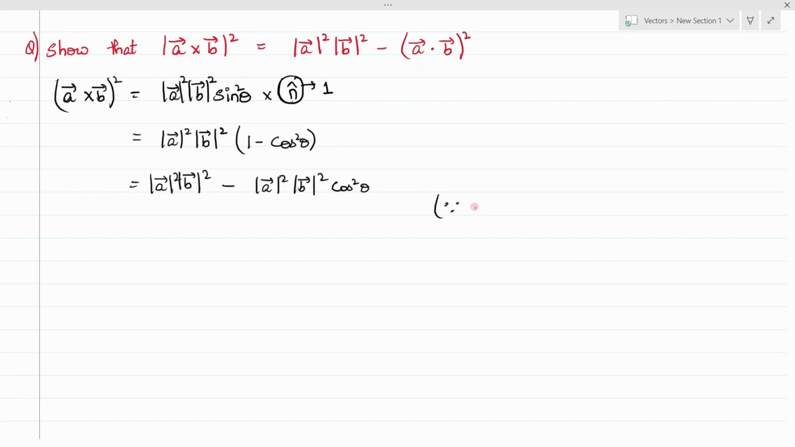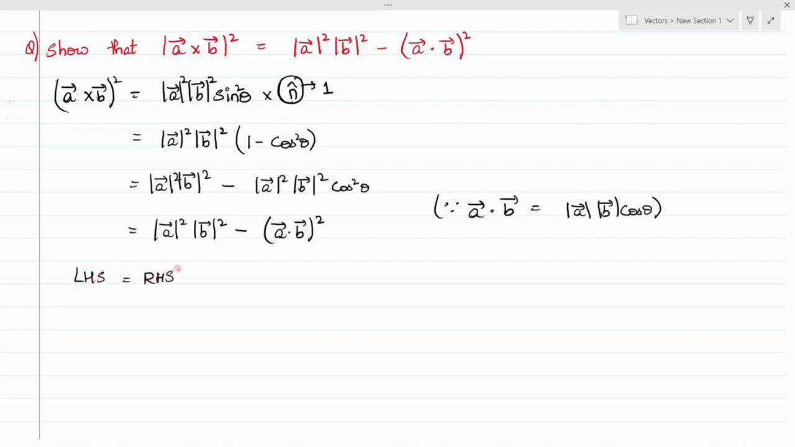We have already discussed the dot product: A dot B becomes magnitude of A into magnitude of B into cos theta. So just apply that over here. You will get it like this. We can write it as A dot B whole square. So LHS is equal to RHS, hence proved.